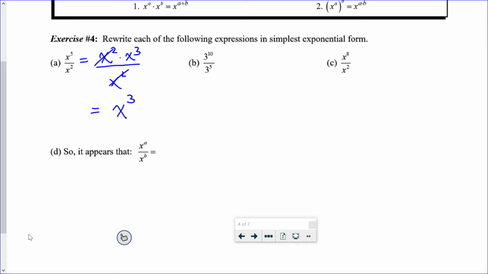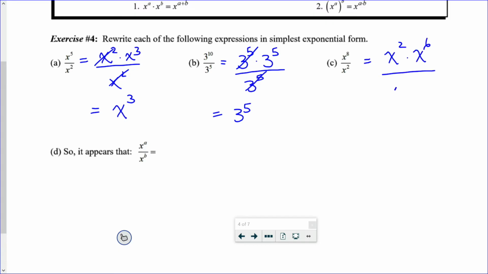3 to the 10th divided by 3 to the 5th would be 3 to the 5th times 3 to the 5th, all divided by 3 to the 5th. There's a lot of 3 to the 5th there. Those cancel, and I get 3 to the 5th. Right? X to the 8th divided by x to the second is x to the second times x to the 6th, all over x to the second. Those cancel, and I get x to the 6th.